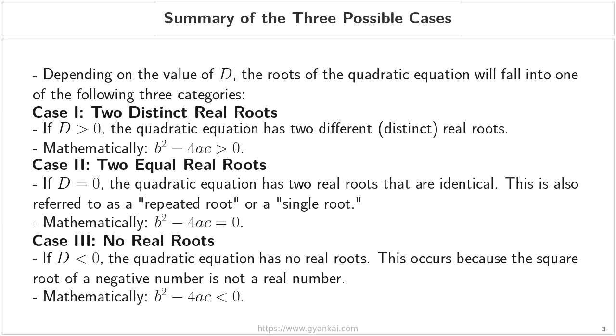Finally, we have case 3, no real roots. If the discriminant is less than 0, the equation has no real roots. This occurs because, as you might remember from our study of square roots, the square root of a negative number is not a real number. Mathematically, we write this as b squared minus 4ac is less than 0. In this situation, the parabola stays entirely above or entirely below the x-axis, never touching it at all. In the next slide, I will show you a systematic, step-by-step guide on how to apply these cases to any equation you encounter.